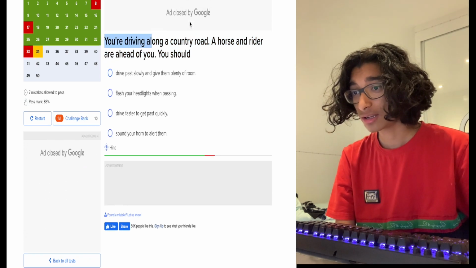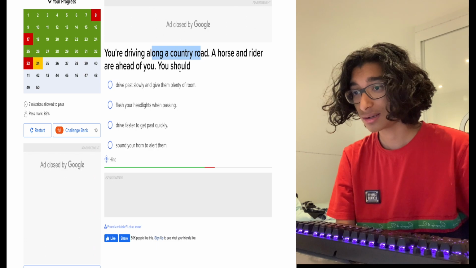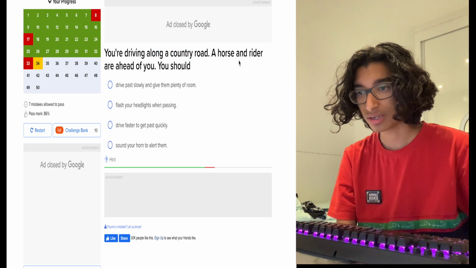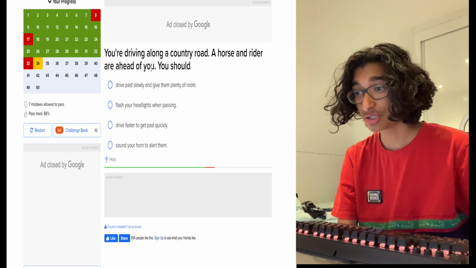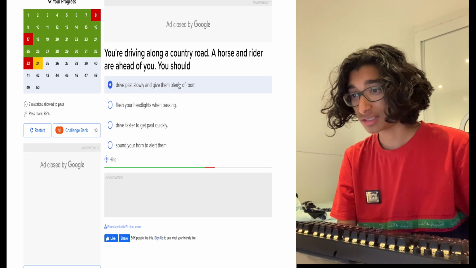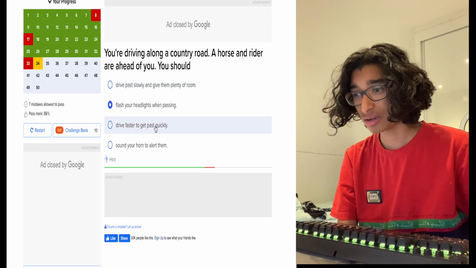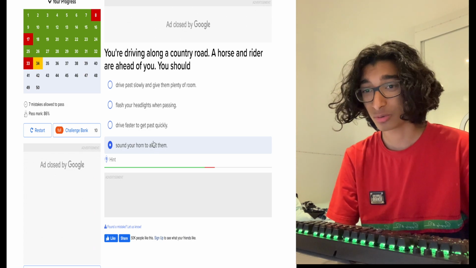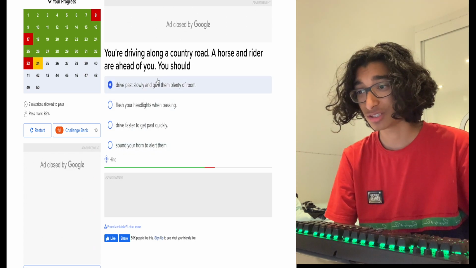You're driving along a country road, a horse and rider are ahead of you. You should drive past slowly and give them plenty of room. Flash your headlights when passing. No, don't sound your horn. I think that will startle the horse, if I'm not mistaken. It has to be the first one.